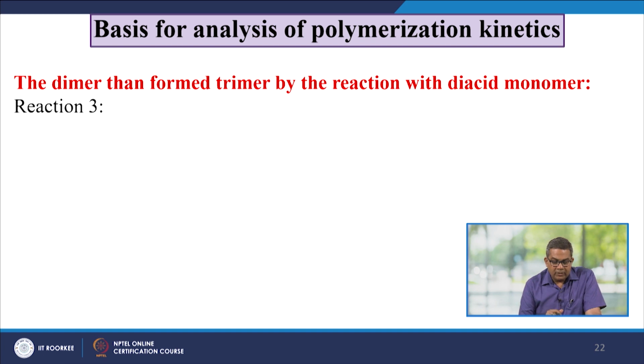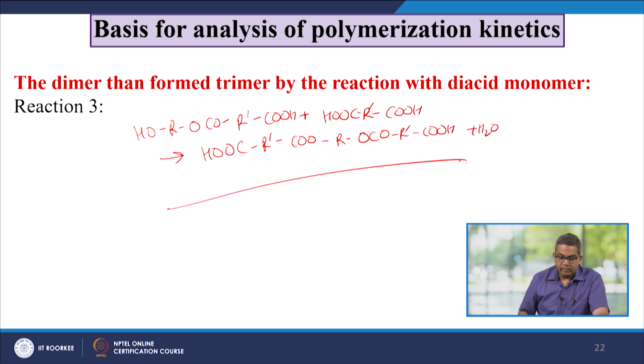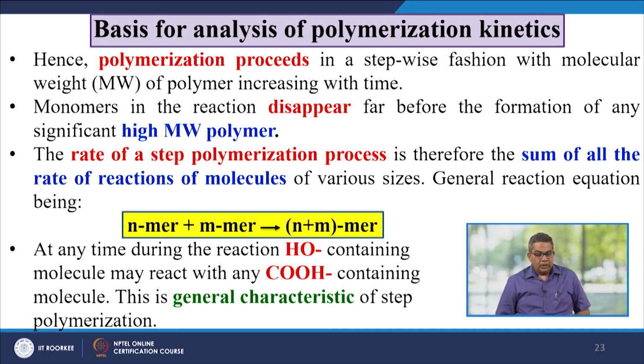Now, the dimer then forms a trimer by the reaction with the diacid monomer. This can be represented as HO-R-OCO, COOH, HOOC. Now, as the polymerization proceeds in a stepwise fashion, the molecular weight of the polymer increases over the period of time.